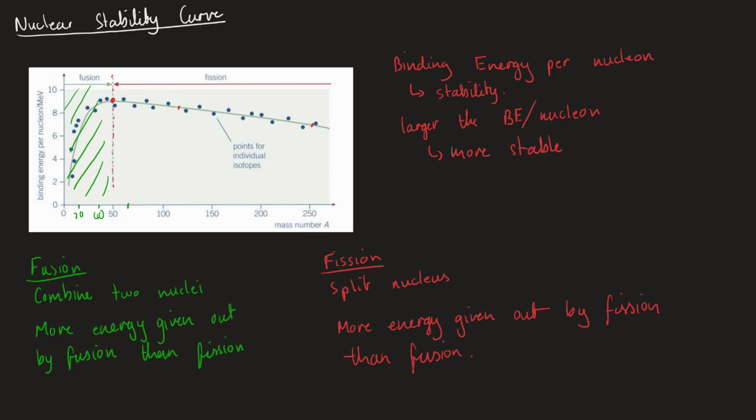The higher the binding energy per nucleon, the more stable that is, the harder it is to break apart or to combine with other things. And then we said anything below this maximum, or with a lower mass number, will end up being more useful in a fusion reaction, and anything above this mass number will be more useful in a fission reaction.